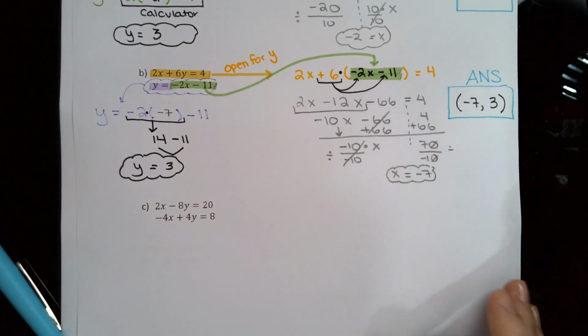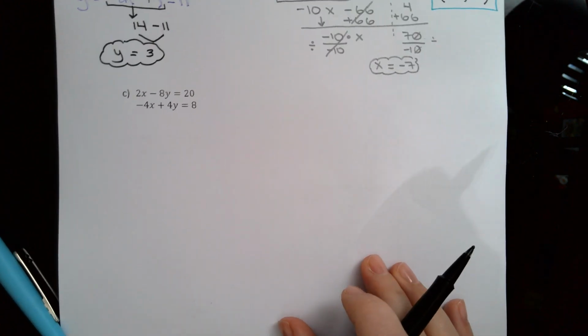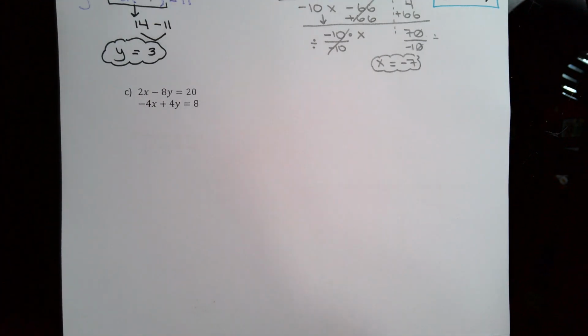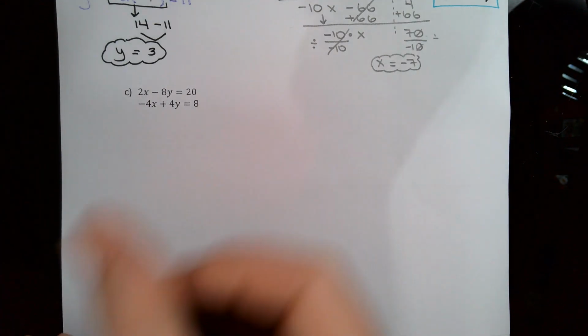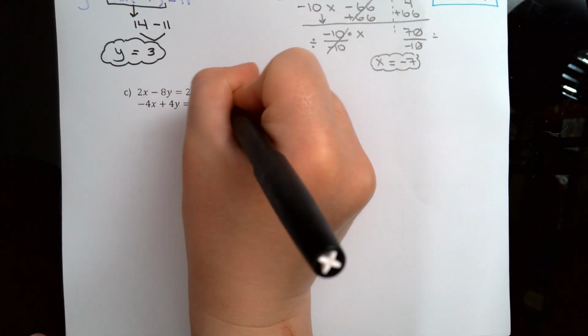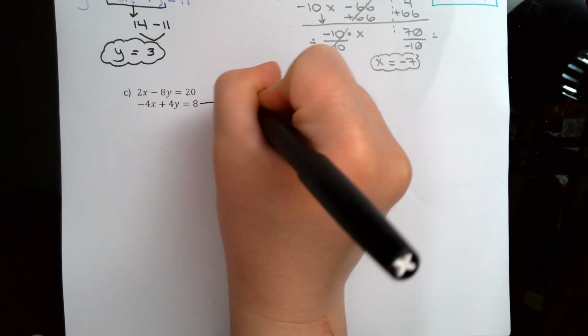Okay, last one for substitution. We got 2x minus 8y is equal to 20, and we got negative 4x plus 4y is equal to 8. Now, some of you are going to be tempted to use elimination, but you can't. You cannot use elimination here. Why? Well, because it's not asking you to. It's asking you to use substitution. So what we're going to do is we're going to pick one. It doesn't matter. I'm going to choose the bottom one. You're going to solve for y.